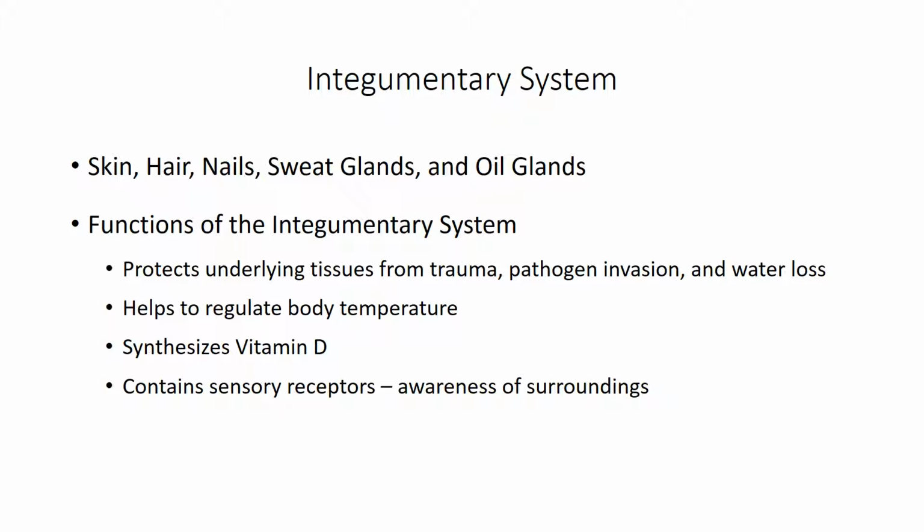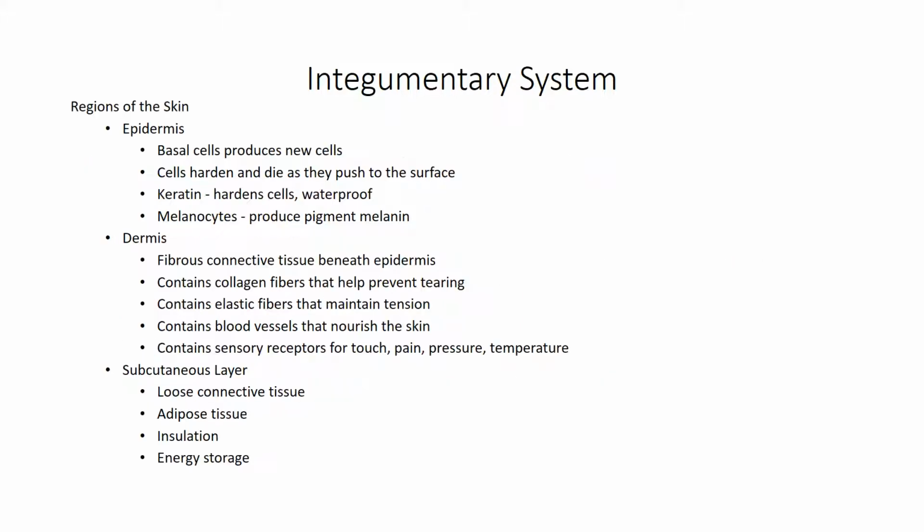Now, the first system, your integumentary system, is really skin, hair, and nails, and also your sweat and oil glands. The functions of it are to protect from trauma, water loss, and bacteria. It helps us regulate our body temperature and helps us make vitamin D. And it also gives us sensory receptors so that we know what's going on around us. The three big layers of the skin are your epidermis, your dermis, and your subcutaneous layer, or subcu layer. It's also called the hypodermis.